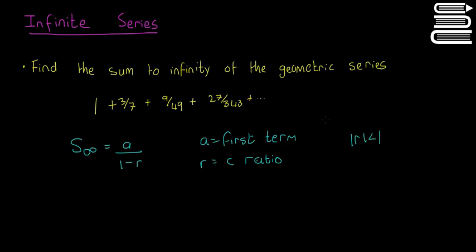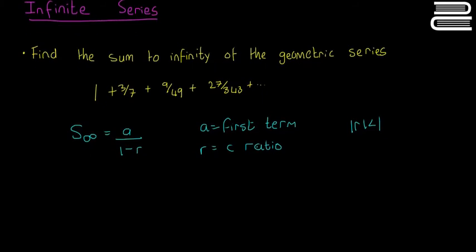So in this case, we have to find out what the common ratio is. I will go green, and we're going to say t of 2 divided by t of 1 is equal to r. So that's 3 over 7 divided by 1, which is just equal to 3 over 7, and that's our common ratio, and that is less than 1, so we can use this formula here.